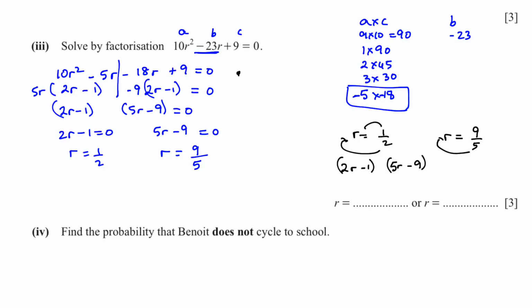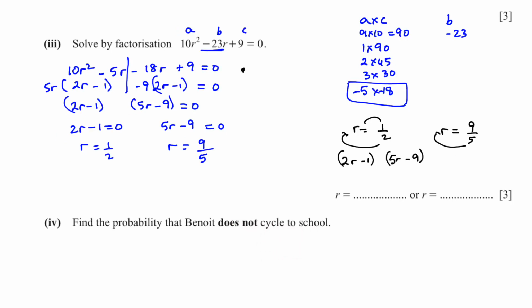Next question. Find the probability that Benoit does not cycle to school. The probability that Benoit does not cycle to school is 1.3 minus r. So we'll replace the r with the numbers that we have got and we'll see what we get. 1.3 minus 9 over 5 will give us negative half.